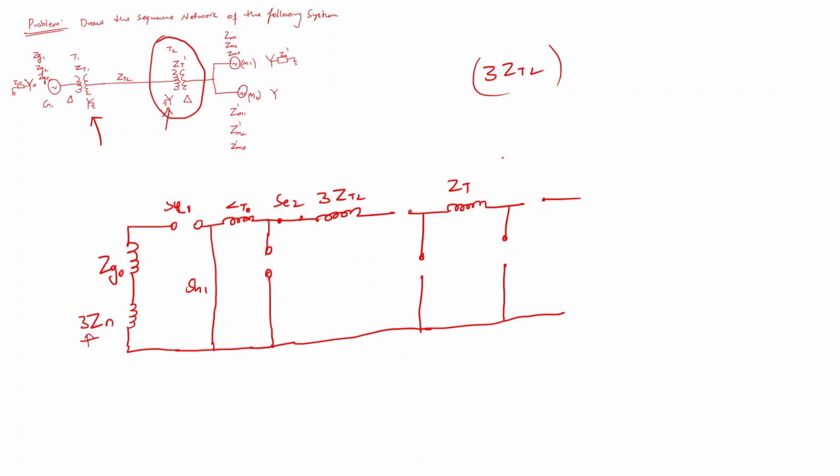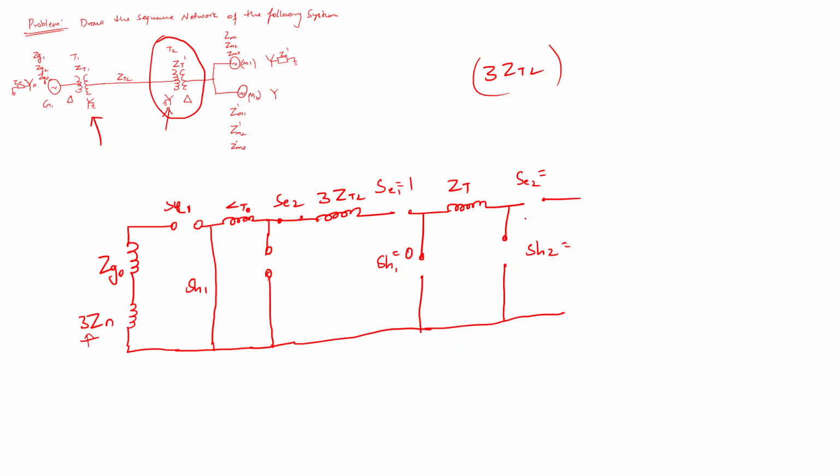Now tell me, we have 4 switches: SE1, SE2, SH1 and SH2. Tell me which one is open and which one is closed. Tell me 1 or 0. SE1 is 1 or 0? It is 1. 1 means closed. SH1 is 1 or 0?